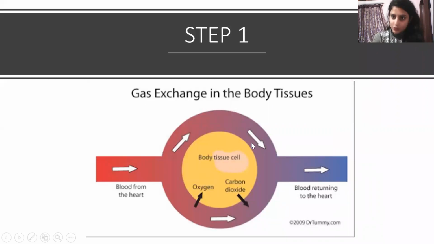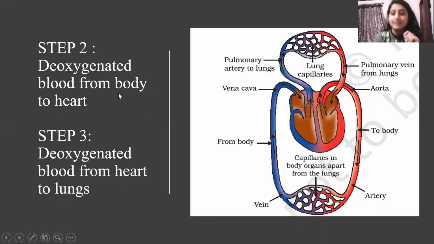At the body tissues level, when the oxygenated blood goes to the tissue, the oxygen is taken by the cells and the carbon dioxide is given back. Now this blood contains more of carbon dioxide, and hence it is known as the deoxygenated blood. This deoxygenated blood will be carried to the heart through vena cava, which is step number 2.